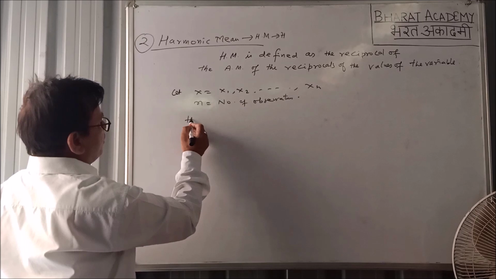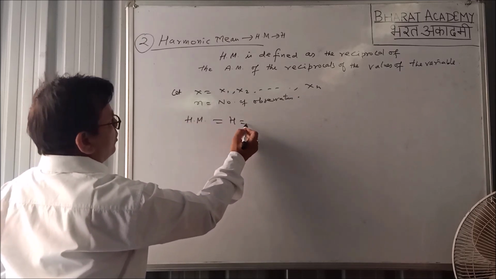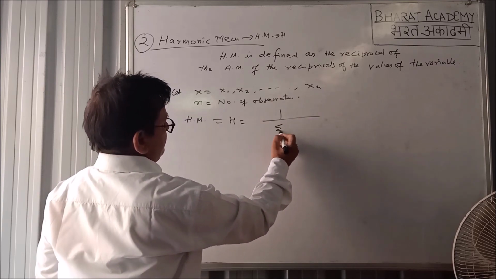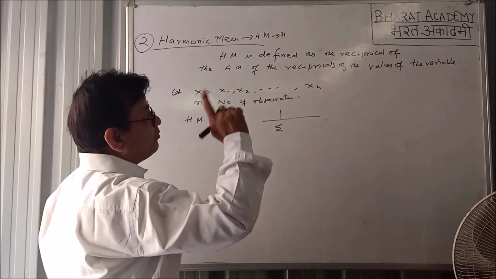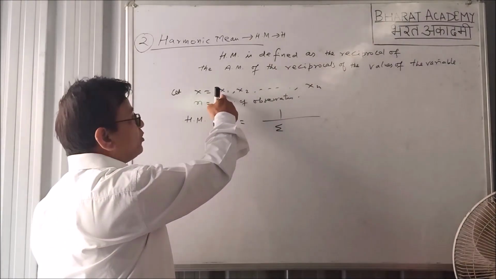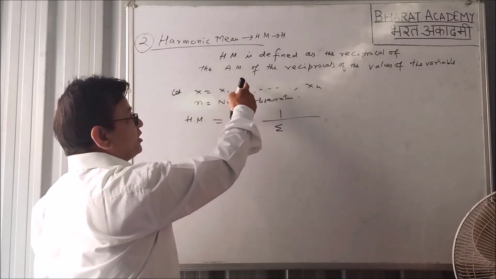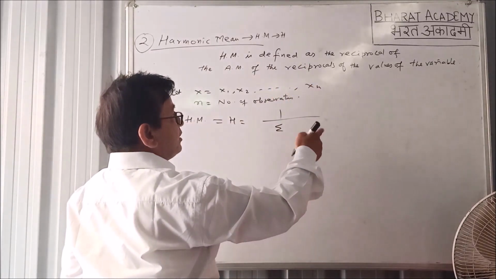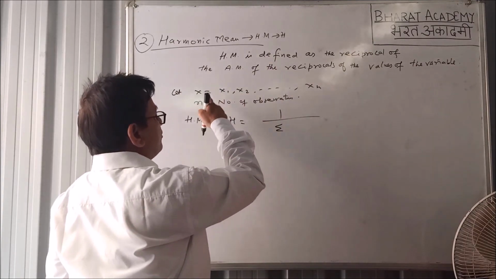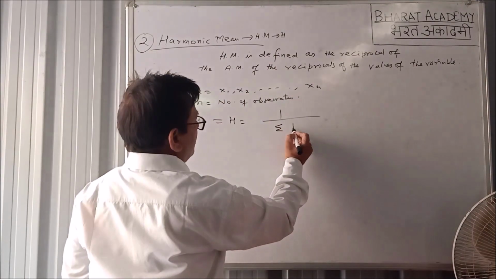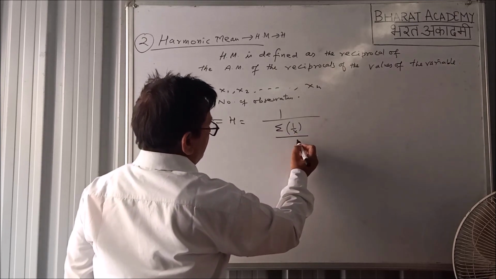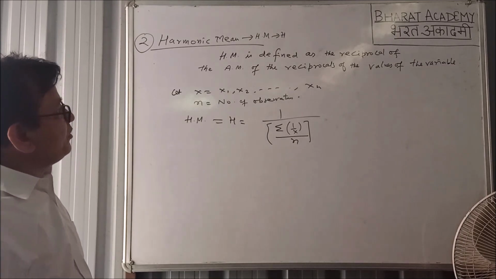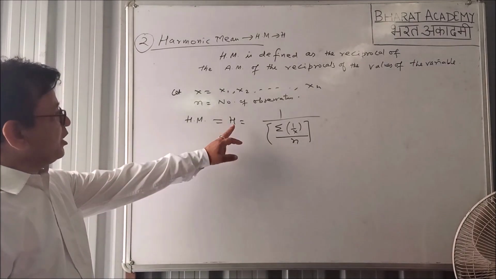क्या बोला ये? Harmonic mean H is defined as the reciprocal of the arithmetic mean of the reciprocal of the values of the variable. x1 है, इसका reciprocal क्या हो गया? 1 upon x1. x2, its reciprocal is 1 upon x2. Reciprocal of xn is 1 upon xn. The arithmetic mean of the reciprocal values of x means summation 1 upon x upon n. This is the arithmetic mean of the reciprocal of the values of the variable. This is your harmonic mean.